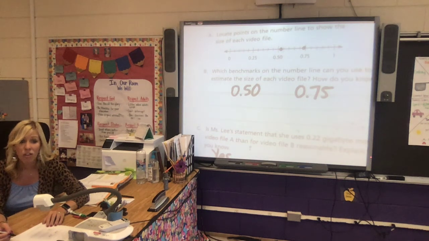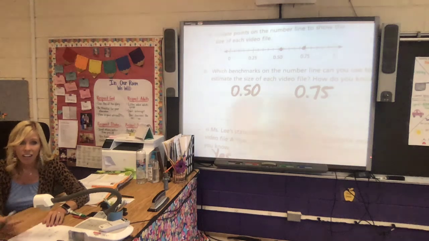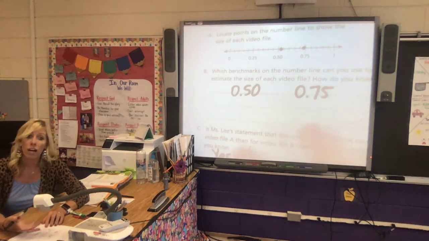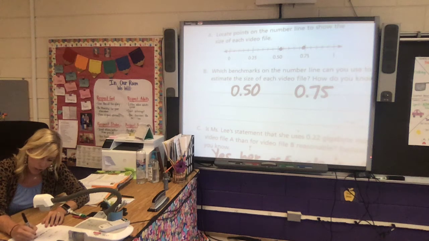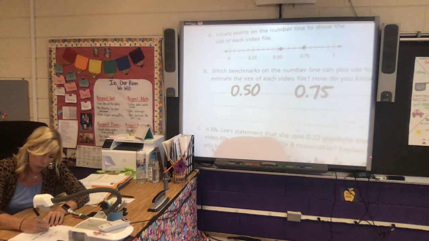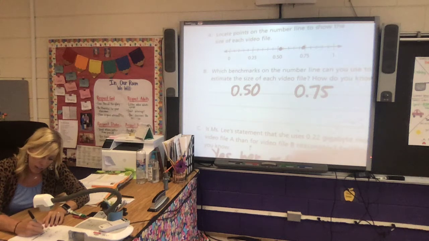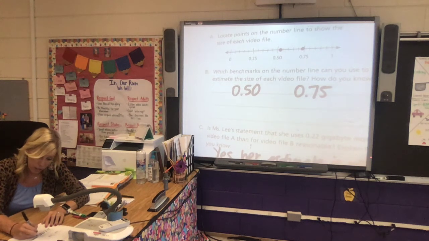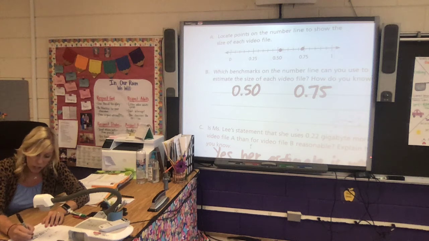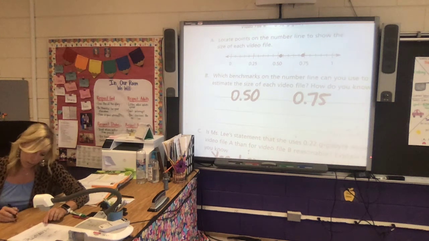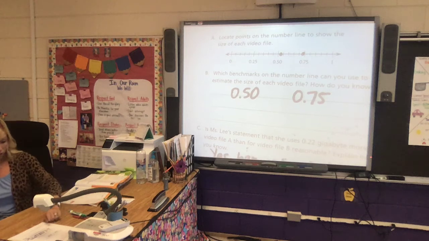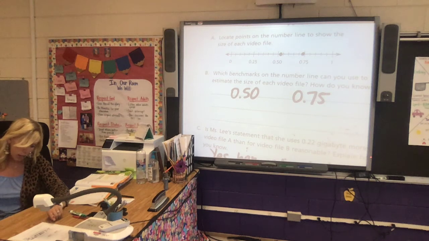I mean, she's only 3 hundredths away from how we're estimating right here. So I would say yes, her estimate is reasonable because when we calculate it, we get 25 hundredths, and that's close to 22 hundredths. All right, so that was the difference in them.